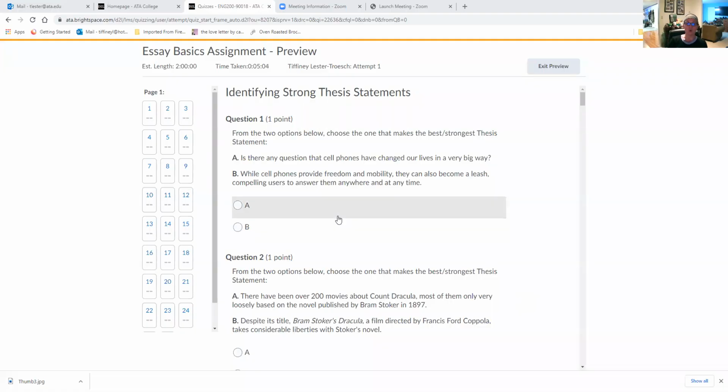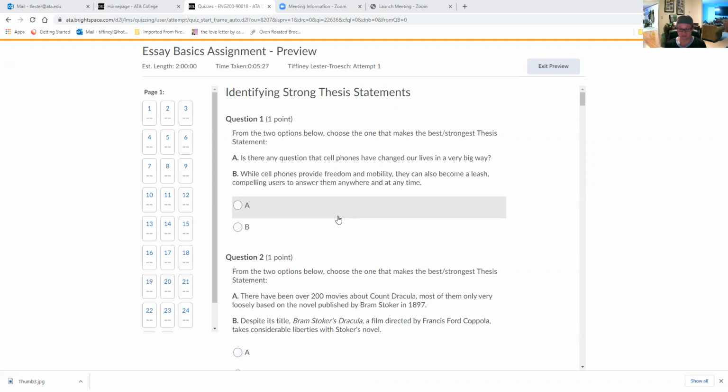So I'm going to share my screen here. Right, and we're going to look at this quiz, right? So we are, again, practicing, we're just following up on the lessons from weeks 1 and 2 on all those basic elements of essay writing. We're going to start with thesis statements. So the first section here is identifying strong thesis statements. This is questions 1 through 5.